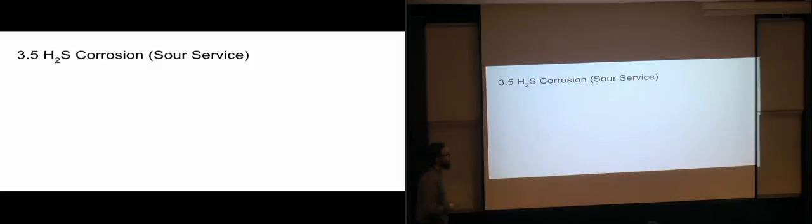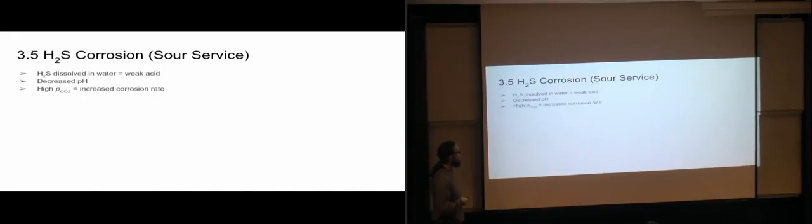So hydrogen sulfide corrosion, also called sour service. That means that we have hydrogen sulfide dissolved in the water, and this is a weak acid, slightly weaker than the carbonic acid, but it's still an acid, so it's going to affect the pH value. And again, if we have a high partial pressure of CO2 combined with hydrogen sulfide, we are going to get an increased corrosion rate. For the hydrogen sulfide, the temperature doesn't matter that much, but if we, in addition, have a lot of CO2 in there, it's going to affect it and increase it.